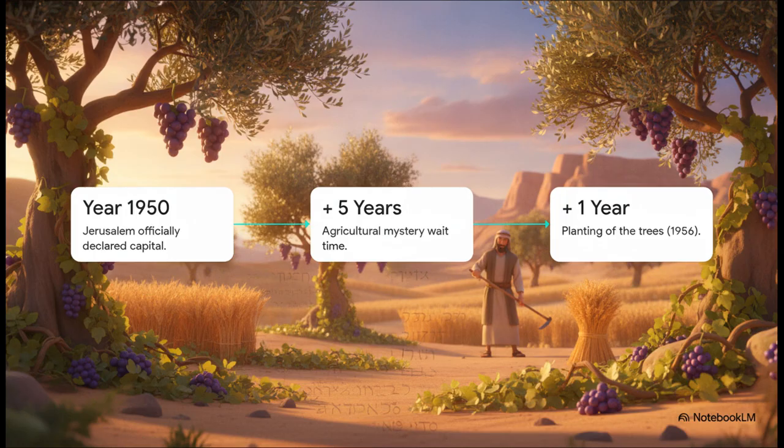Step 1 is starting at that 1950 declaration. But step 2 requires applying an Old Testament agricultural mystery from Leviticus chapter 19. That rule mandates adding 5 years of waiting after entering the land. Then step 3 adds 1 more year for the actual planting of the trees. So that total of 6 added years pushes our true base starting year from 1950 all the way to 1956.